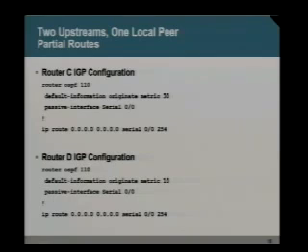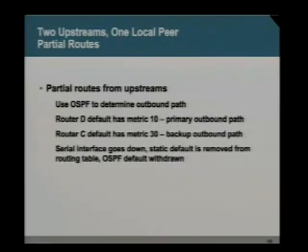Okay? So this is actually much, much more efficient. You've only got 10,000 prefixes to deal with. And it actually works a lot better than trying to do the outbound load balancing with 2 copies of the full table. Okay, so partial routes from the upstream, use OSPF to determine the outbound path, D default as metric 10, C default as metric 30, that becomes the backup, D is the primary, D goes down, the static default is removed from the routing table, and the OSPF default is withdrawn.